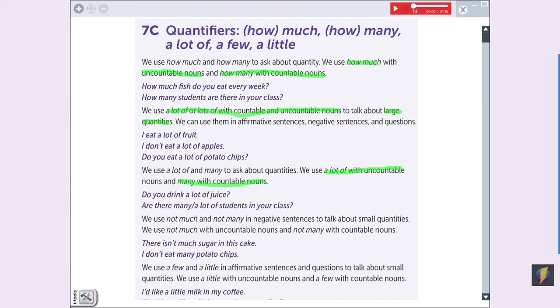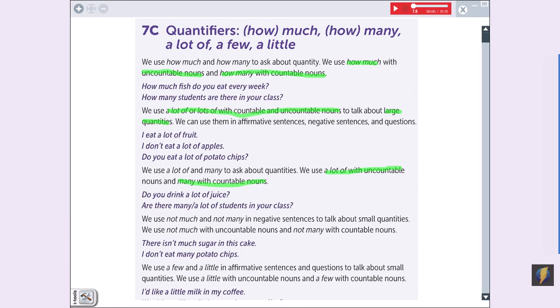And for the answers, we use a lot of, or lots, with countable and uncountable nouns to talk about large quantities, big quantities. We can use them in affirmative sentences, in negative sentences, and in questions, okay? So we can use lot, a lot of, lots for negative, affirmative, and questions. So I eat a lot of fruit. This is an affirmative statement.